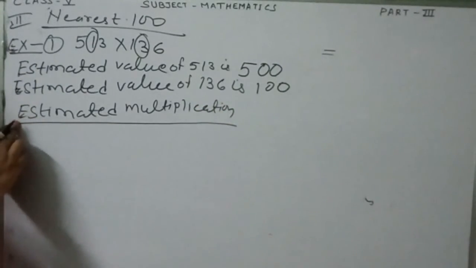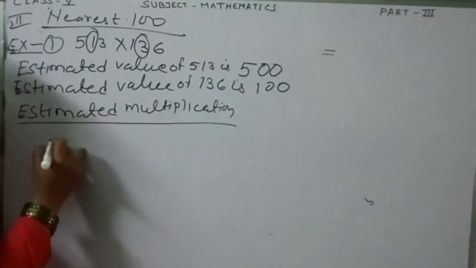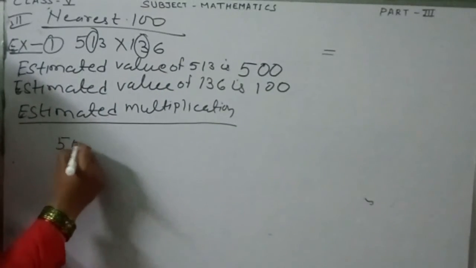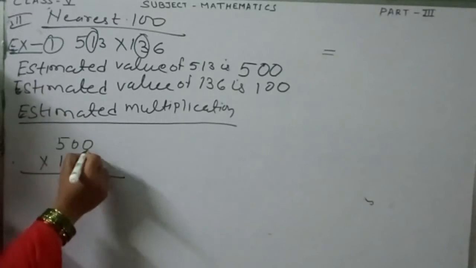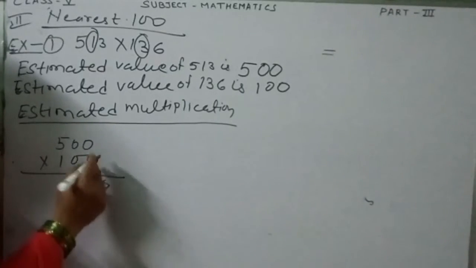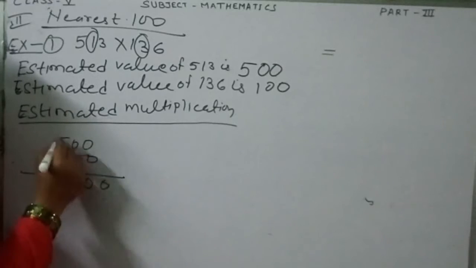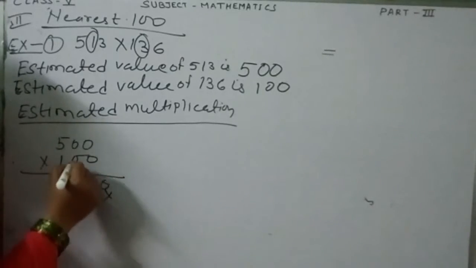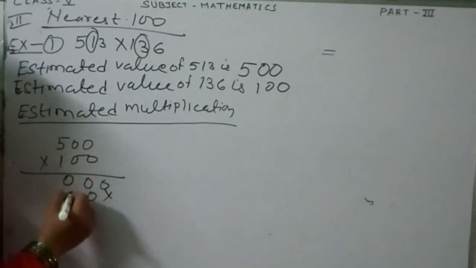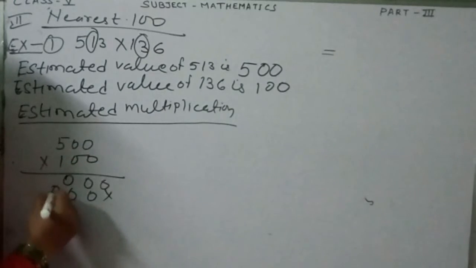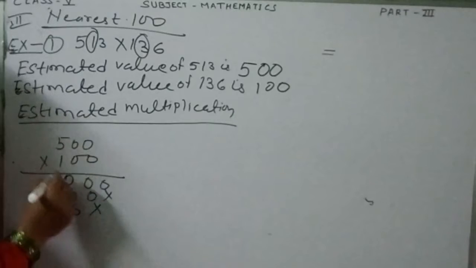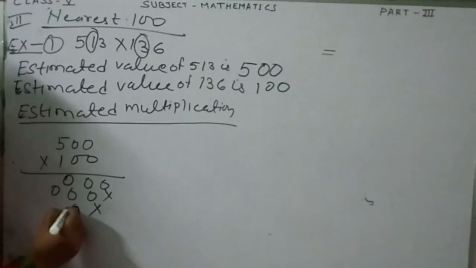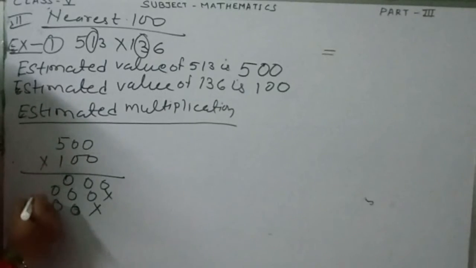Estimated multiplication. Write the estimated values here. What are the estimated values? 500 and the next one is 100. Multiply: 0 times 0 is 0, 0 times 5 is 0. Again, 0 times 0 is 0, 0 times 5 is 0. Again, 1 times 0 is 0, 1 times 0 is 0, and 1 times 5 is 5.